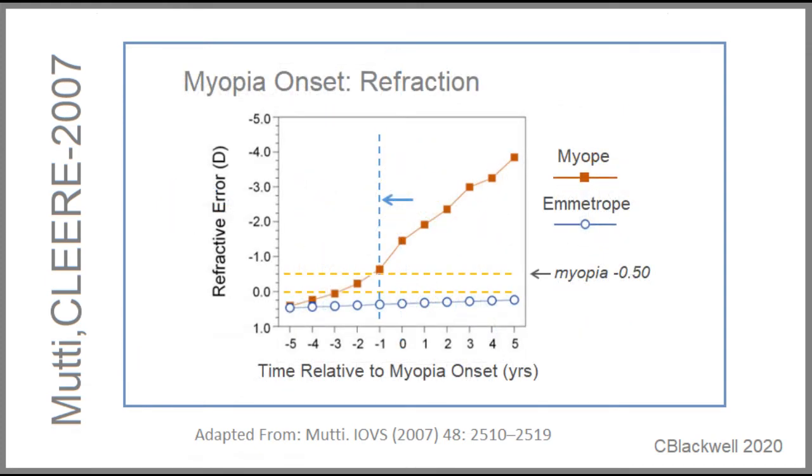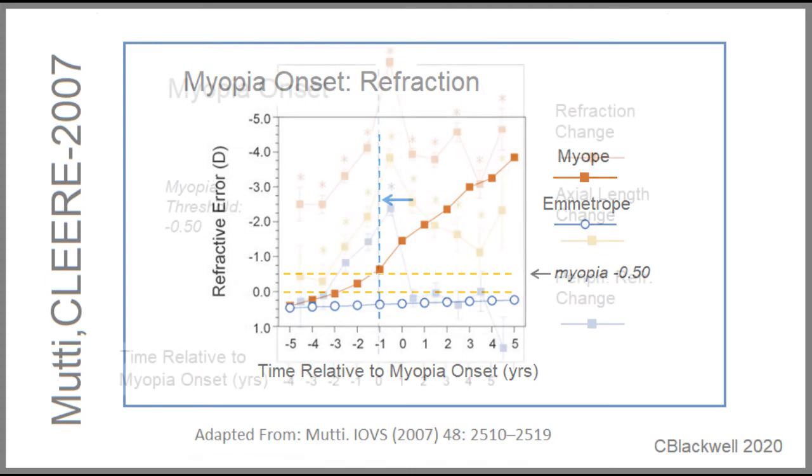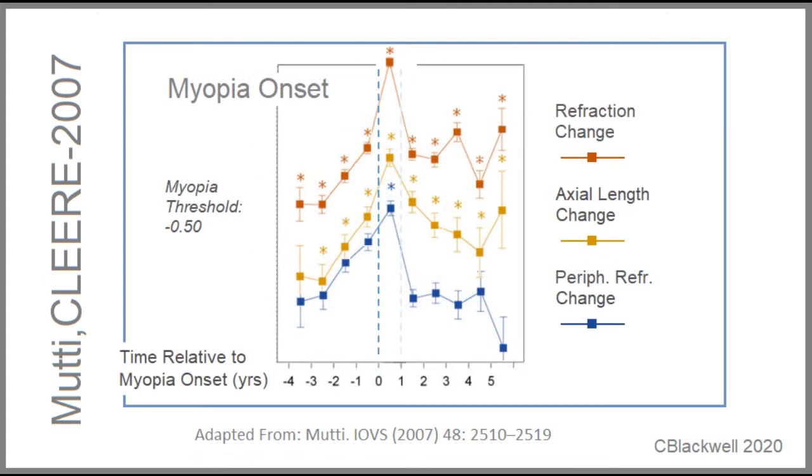Some studies take the criteria of myopia as -0.50. That shifts the myopia crossover point a year earlier. Then all the peaks fall just after myopia onset, which doesn't really change the conclusion that the rate of change ramps up several years before crossing the myopia threshold.